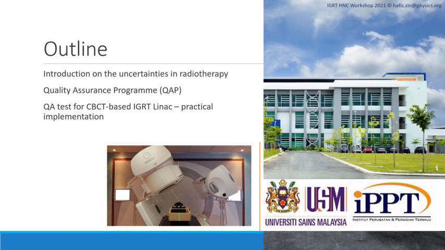My talk will consist of three main components. The first one is an introduction on the uncertainties in radiotherapy. Then I'll cover the overview of quality assurance program as well as the practical implementation of the quality assurance test for cone beam CT-based image-guided radiotherapy linac.